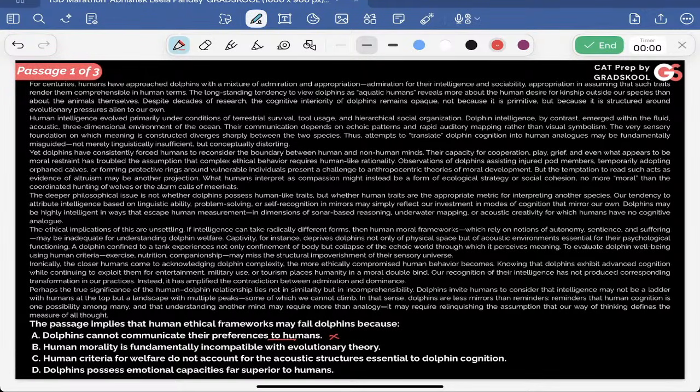B says human morality is fundamentally incompatible with evolutionary theory. Fundamentally incompatible with evolutionary theory? Not really. Evolutionary theory of dolphins or what? So this is an incomplete statement. Then comes C: human criteria for welfare do not account for the acoustic structures essential to dolphin development. D: dolphins possess emotional capacities far superior to humans. Exactly, that is not mentioned. So C is correct because dolphins are into acoustic environment.